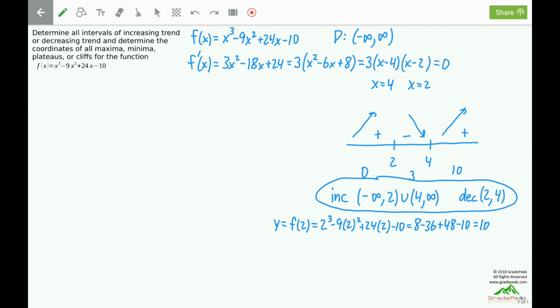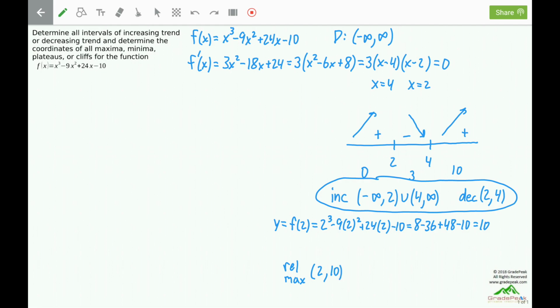So we have a trend change from increasing to decreasing at that critical number, and that will correspond to a relative max. It has an x-coordinate of 2 and the y-coordinate of 10.